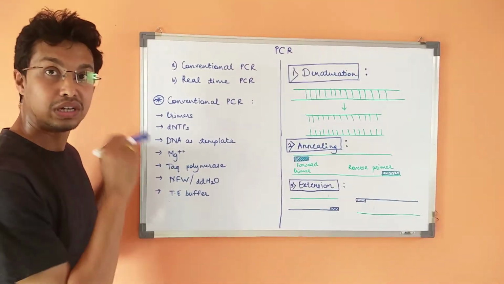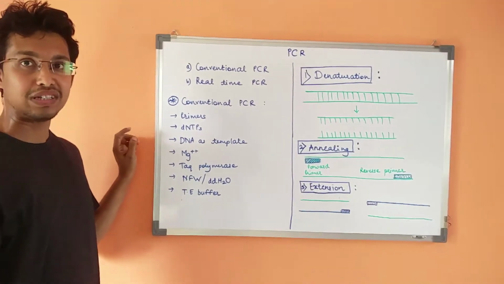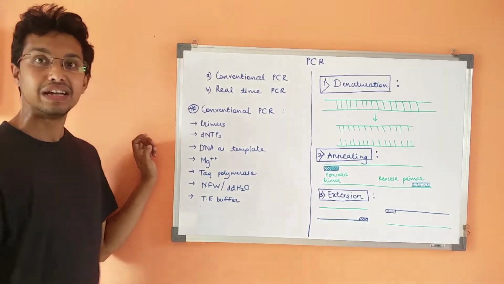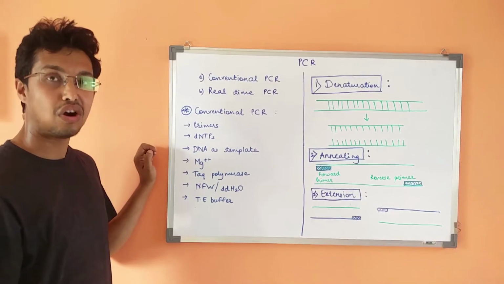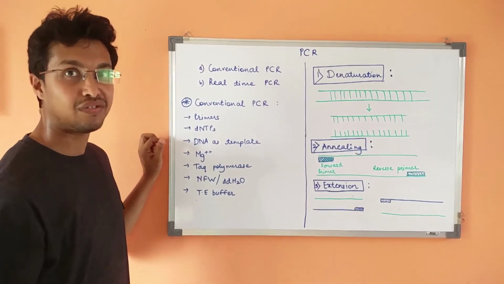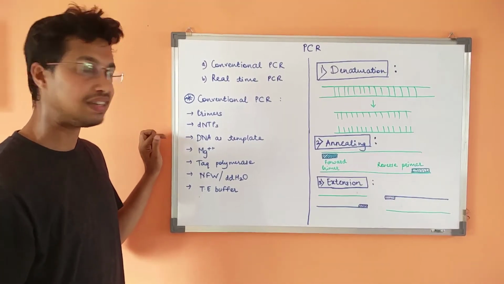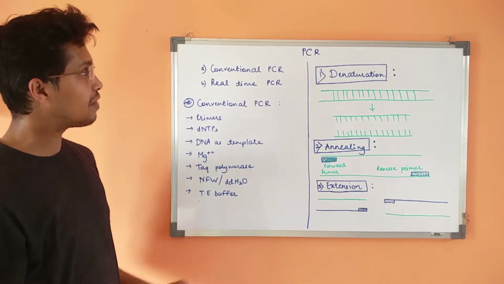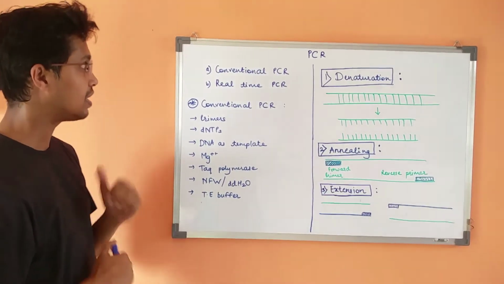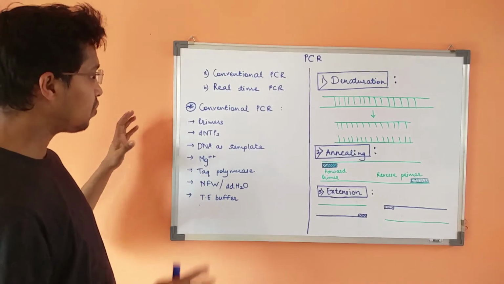Now the technique was developed by Kary Mullis in 1983, and he got a Nobel Prize in chemistry for the same in 1993. So this was discovered by Kary Mullis in the USA. So this was about the introduction of PCR.